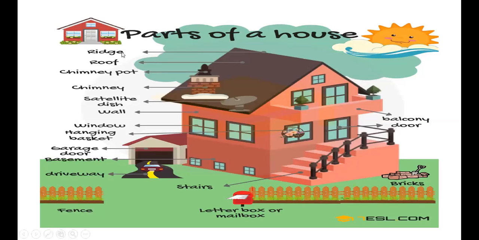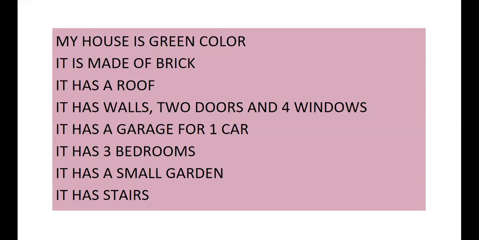We have a ridge, a roof, a chimney pot, a chimney, a satellite dish, a wall, a window, a hanging basket, a garage door, a basement. In some places, the houses have a basement. We have a driveway there. And we have also a balcony door, okay? We have the stairs, we have a letterbox or a mailbox, okay? Thank you for sending the picture, my dear Isaac. Okay, now we are going to talk about our house, okay?